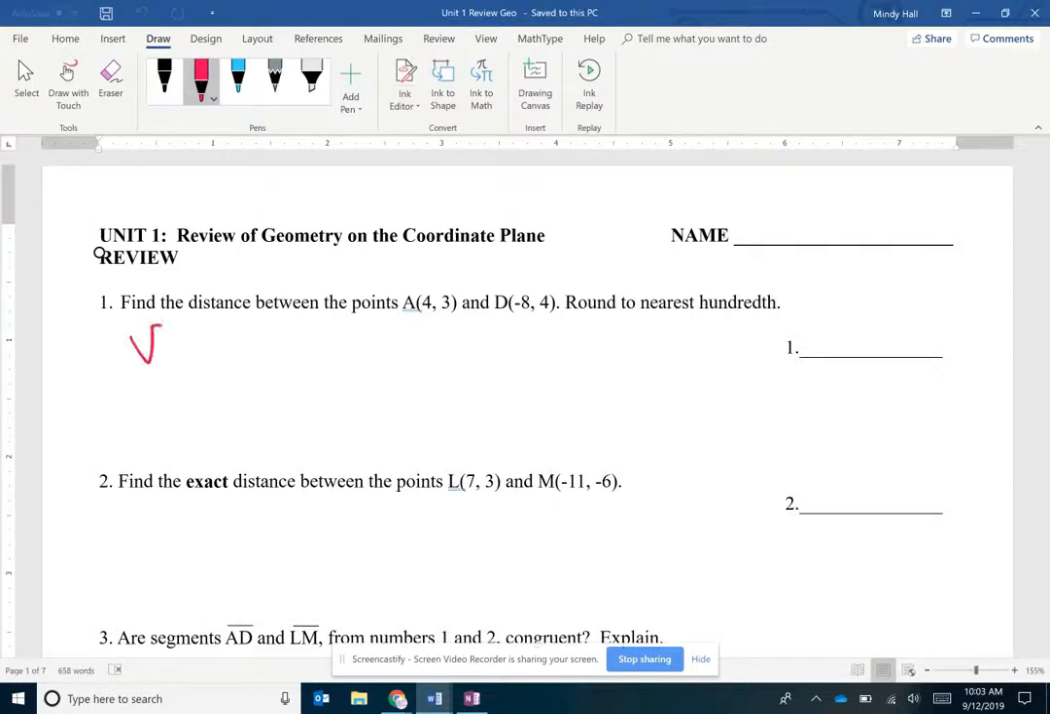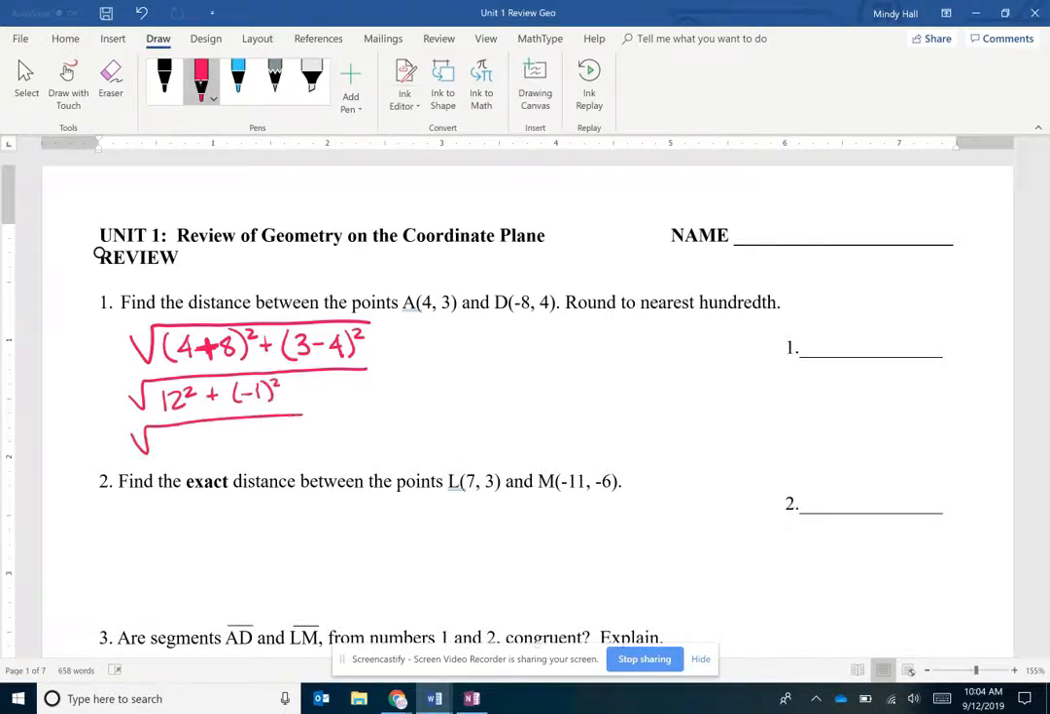So that is going to be the square root of (x2 minus x1) squared, so 4 minus negative 8 squared, plus 3 minus 4 squared. Simplifying this, 4 minus negative 8 is 4 plus 8, so that gives us 12 squared, and then 3 minus 4 is negative 1 squared. So 12 squared, as you probably know, is 144, and then 1 squared is 1. Even though it's a negative 1, it is a positive 1, because negative 1 times negative 1 is positive 1.